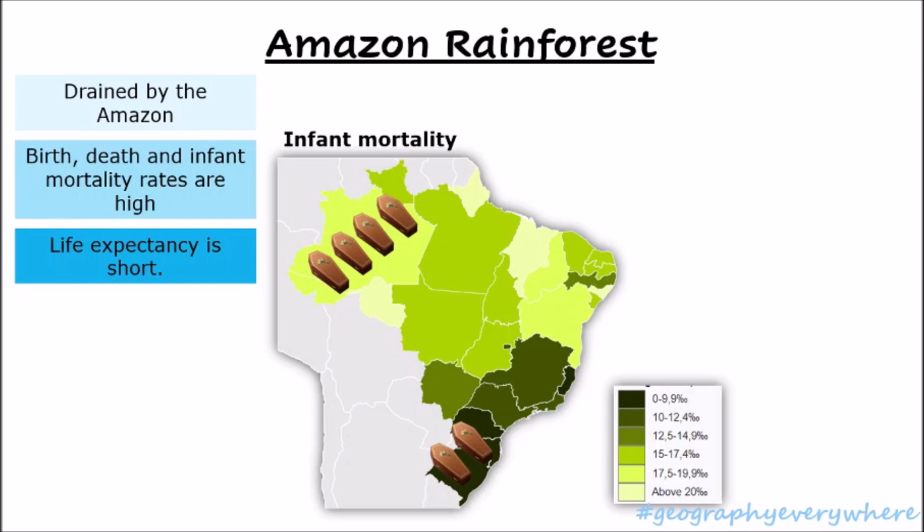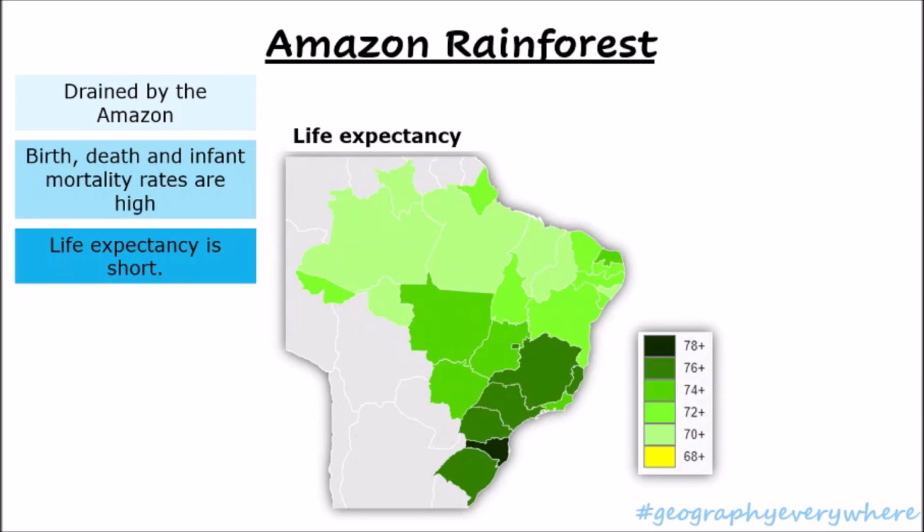If we look at life expectancy, it's also quite short. Looking at another map, someone living in the southeast coast of Brazil is expected to live around 78 years. Someone living in the Amazon rainforest is expected to live around 70 years. That's an 8-year difference in the same country. So why does this happen?